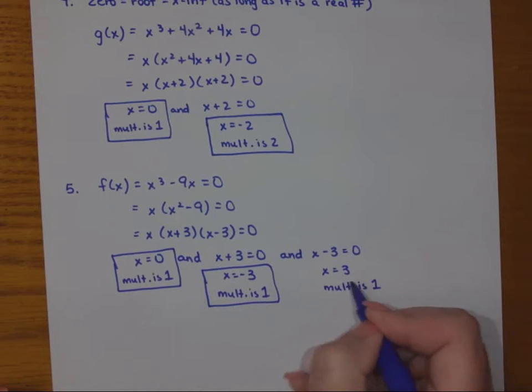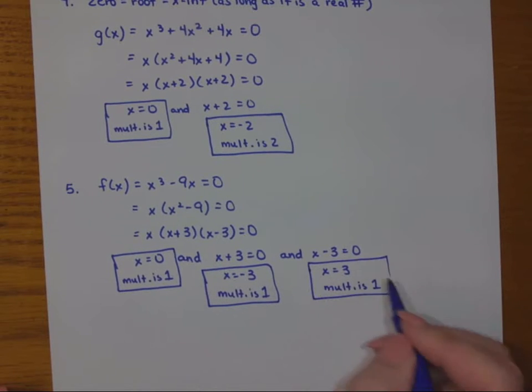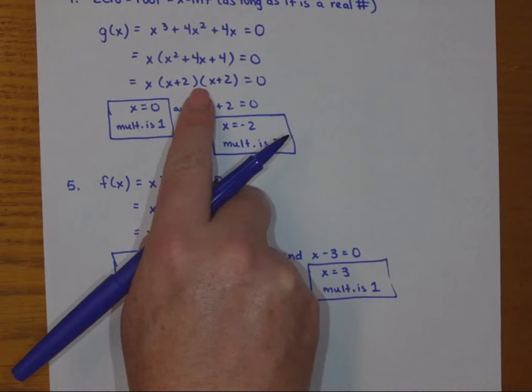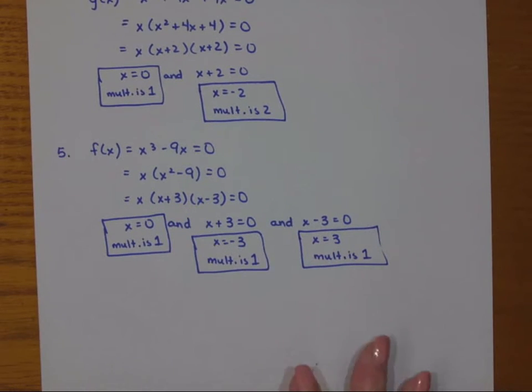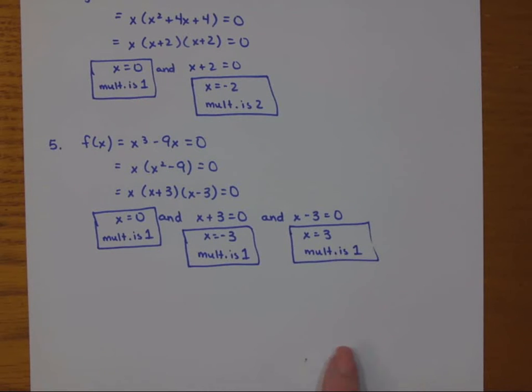So for the multiplicity to be more than 1, it needs to be exactly the same parentheses repeated. One was up here, but notice these are two different ones, right? One is plus 3 and one's minus 3. So the multiplicity of each of those is 1. And again, notice 1 plus 1 plus 1. If you add up all 3 of those multiplicities, you get 3, which is the degree of the whole thing.